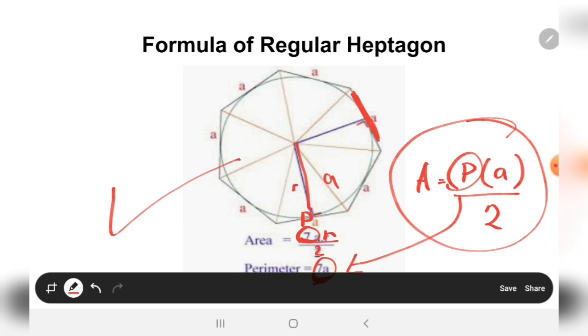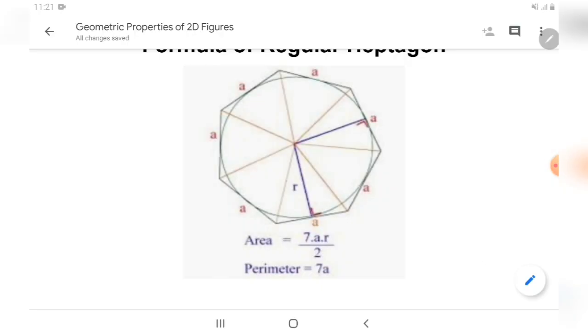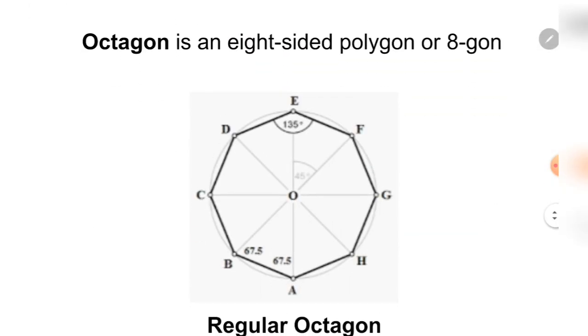This formula for getting the area of the regular heptagon is also the same as the formula for getting the area of the hexagon.